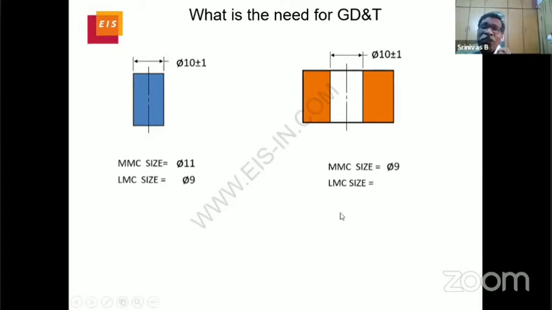What is the LMC size? LMC size means least material condition, a condition in which the plate would have the least material in relation to the hole. That means if the hole is big, say 11 mm, it cannot be bigger than 11 mm. At 12 mm, you would reject it.